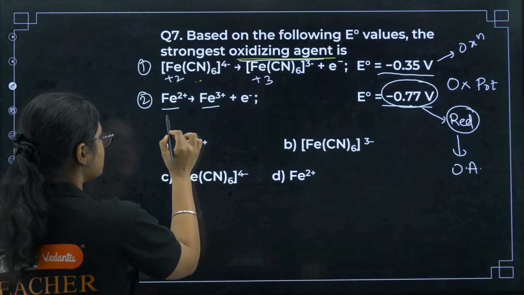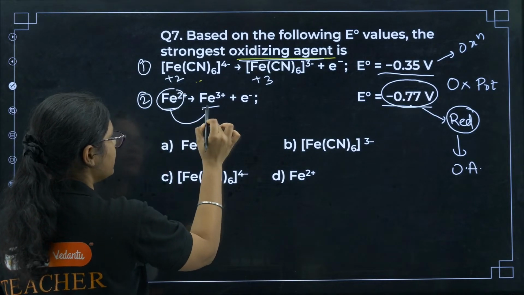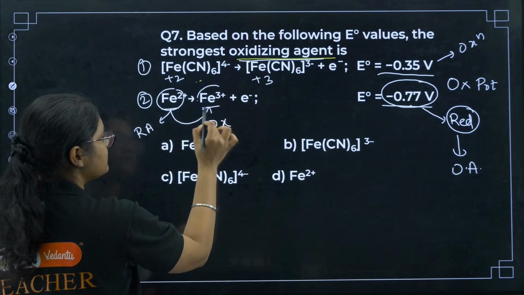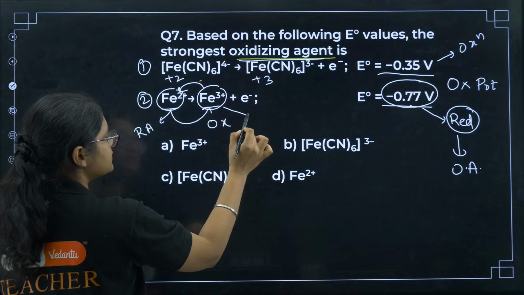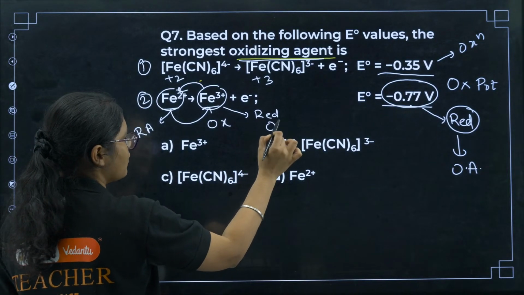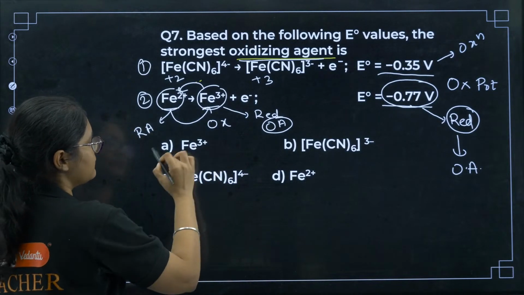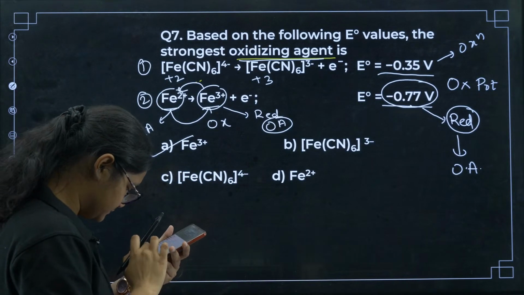Now see here, what is happening? Fe2+ is undergoing oxidation, right? So it is behaving as a reducing agent. Fe3+ is undergoing reduction, so it will behave as an oxidizing agent. So the correct answer for this one will be Fe3+.